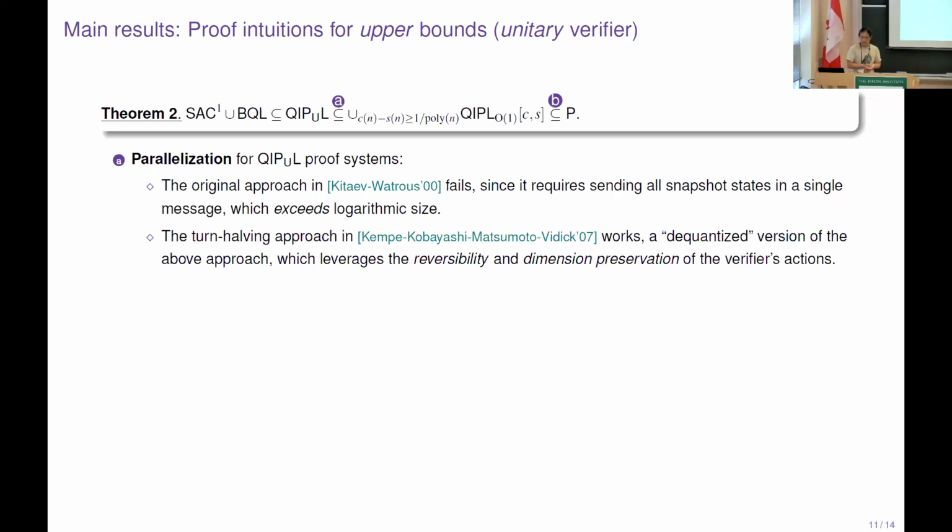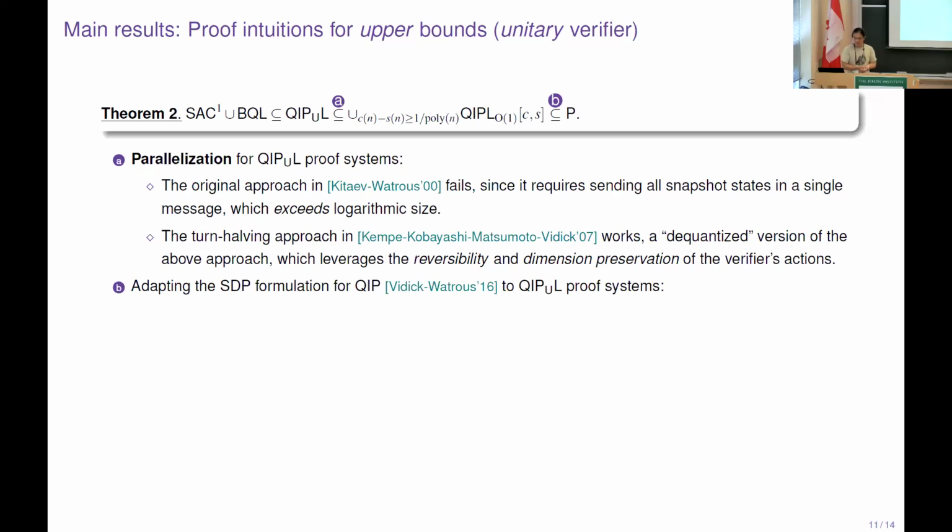So instead we use another approach, which we call the Turing half approach. It's a dequantized version of the above one. In this approach, there is a new proof system where the prover sends something in the middle of the original proof system, and the verifier then tosses a coin to go either forward or backward, to check that the protocol ends the right way or starts the right way. This requires that the verifier's action be reversible. Moreover, we want to apply this procedure recursively several times, so the verifier's action should also be dimension preserving. These two restrictions mean that this approach only works for the unitary verifier case.